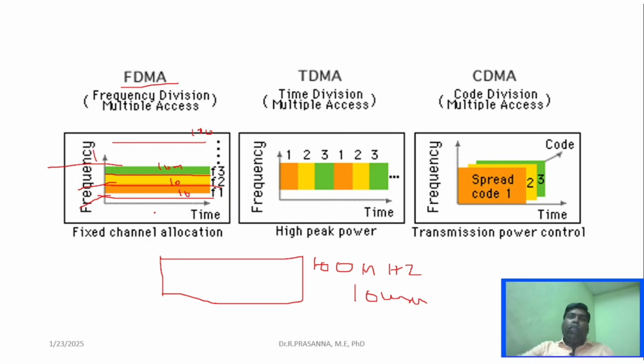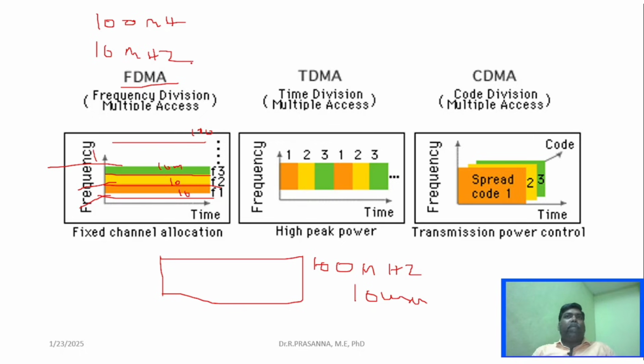Now, what is the advantage and what is the disadvantage of this particular FDMA, right? We have 100 megahertz, right? And each user right now is able to access only 10 megahertz because it has been divided into different frequency slots. So that is the greatest disadvantage in FDMA. Even though we have a 100 megahertz channel, each user is able to enjoy only 10 megahertz.